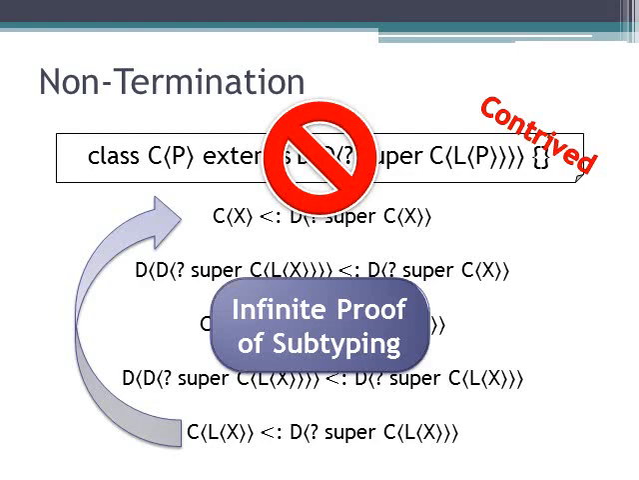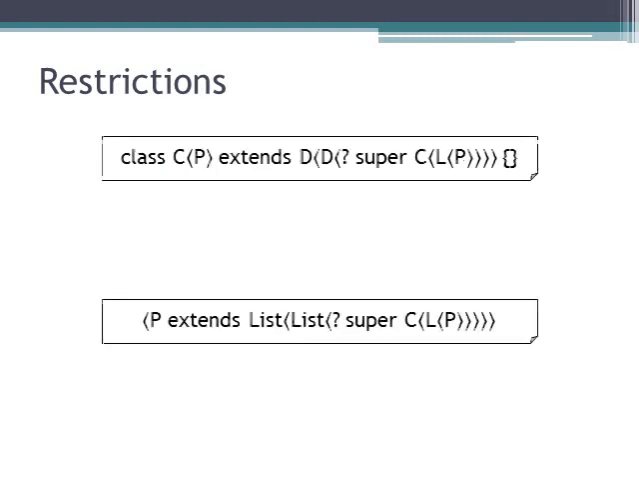Smith and Cartwright conjectured that if you disallowed something known as expansive inheritance, you can guarantee termination. However, we show in the paper that this does not work. And so we had to come up with a new set of restrictions after carefully analyzing the algorithm and how it works.